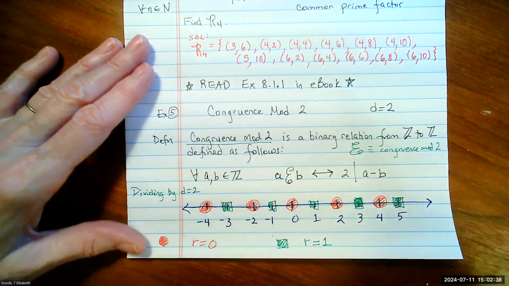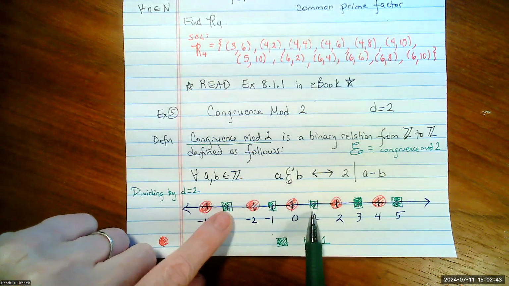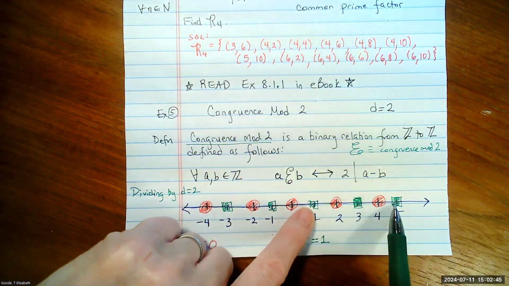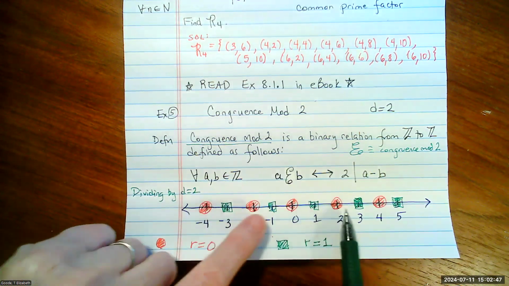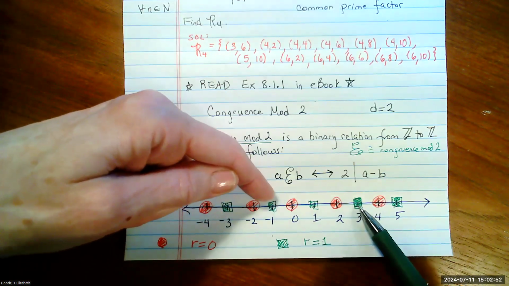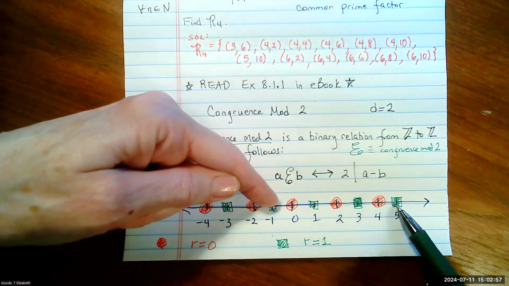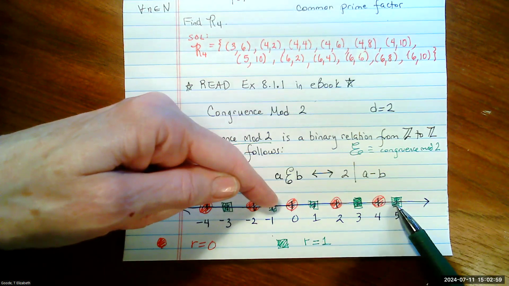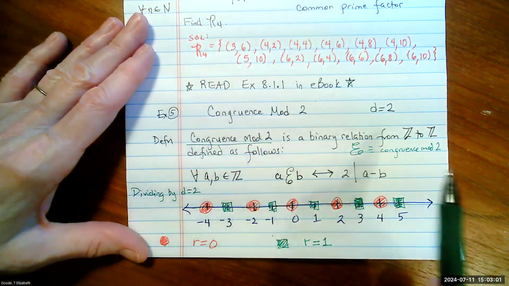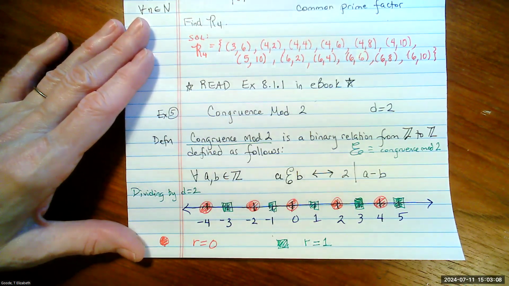Same way with the odds. The odds are all related to one another because the difference between any 2 odd numbers is a multiple of 2. 2 divides the difference between, say, -1 and 3. They're 4 apart. 2 divides 4. -1 and 5 are 6 apart, right? 6 is a multiple of 2. So what this congruence mod 2 relation does is it separates the integers into 2 groups, the evens and the odds.